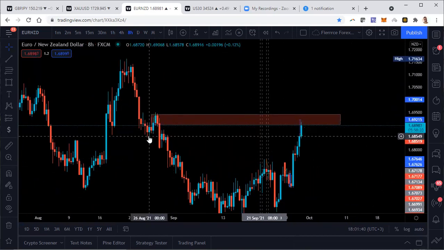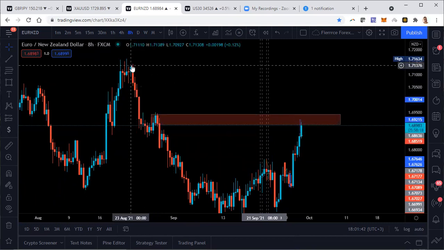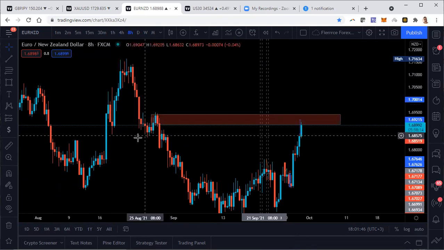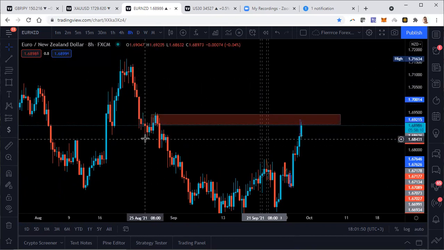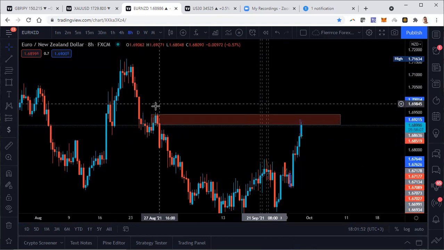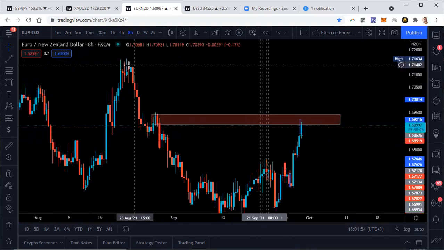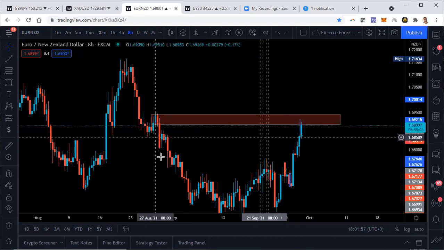So why I looked at it as a potential area of interest is because when price pushed down, this is the date of 23rd August, it formed a swing high here, and then there was a swing low, and then we formed a lower high here relative to this swing high, and we just kept on forming lower highs, lower highs.